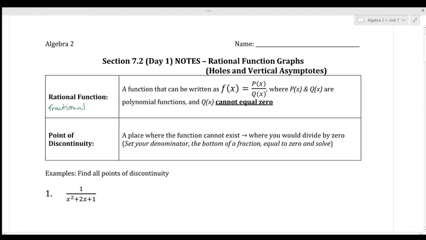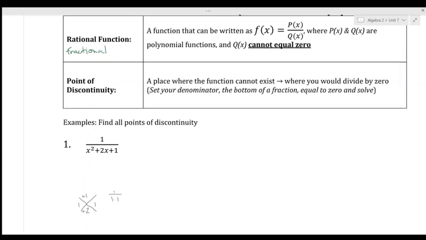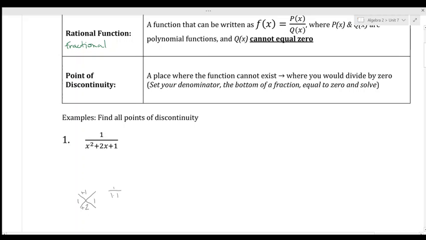Now, a point of discontinuity, fancy word, discontinuity, is a place where the function or your equation cannot exist. It's where you would end up dividing by 0. So what's going to happen is you're going to set your denominator, or the bottom of your fraction, equal to 0 and solve. We've done this before. So examples 1 through 3, we're going to find all points of discontinuity.